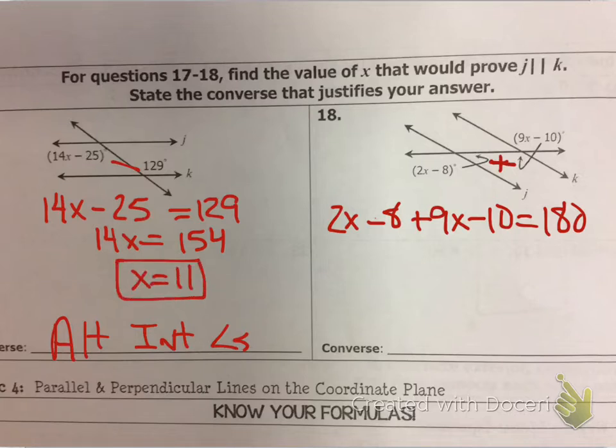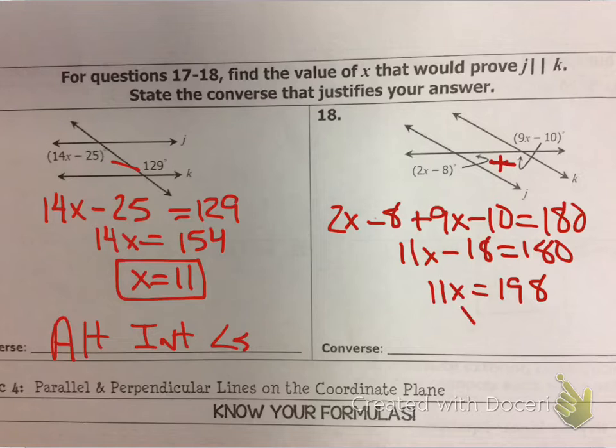Okay? And then on the next one, if I combine my like terms, I have 11x minus 18 equals 180. So then 11x, when I add 18 to 180, I get 198. And then divide by 11, x is equal to 18. Okay? Now, the reason why that one works is those are consecutive interior angles. So consecutive interior angles would give you that.